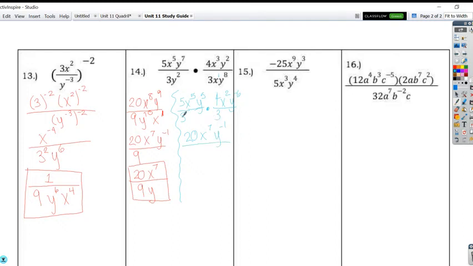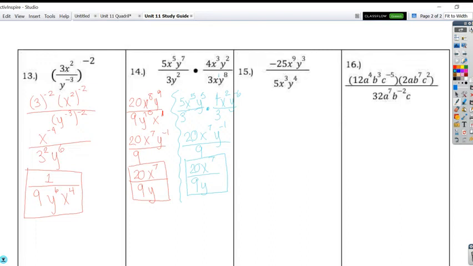And in that denominator, I've got a 3 times a 3. That's a 9. Notice I've got a negative exponent. We don't want to leave that. So 20x to the 7th stays right where it is. 9 stays right where it is, but the y to the negative 1, that negative exponent needs to switch to the other side of the fraction bar. So it's now a positive 1 exponent on the y in that denominator. Notice this is the same answer that we just got.